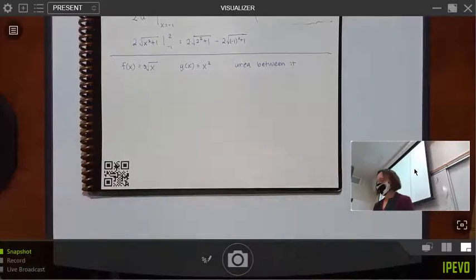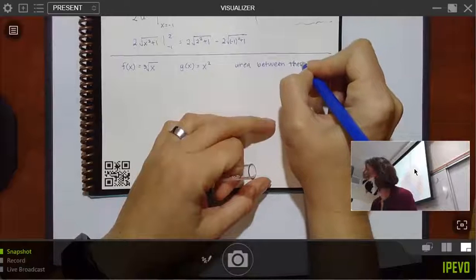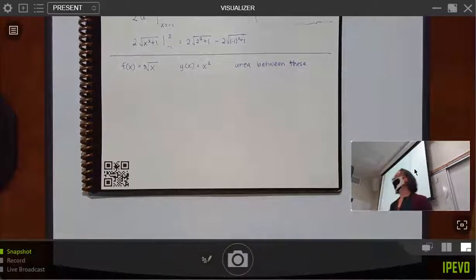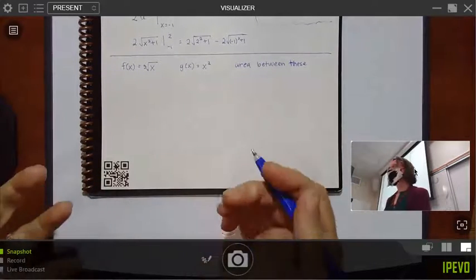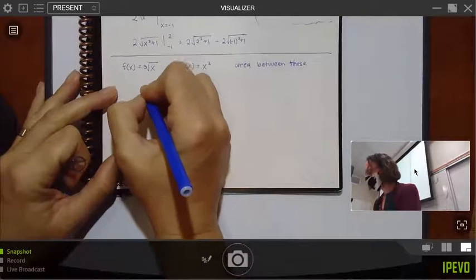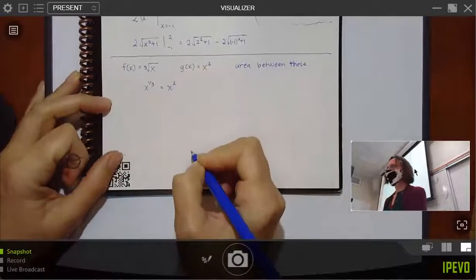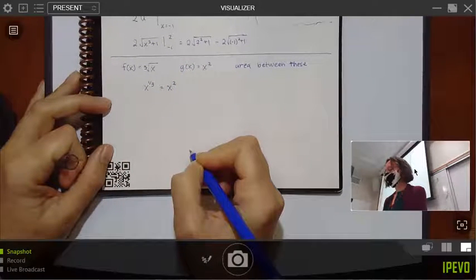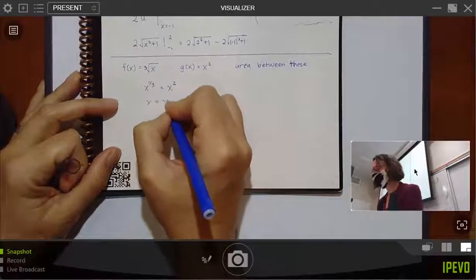If I'm trying to find the area between these, I know for sure I need those intersection points. So it's going to be a little gross, but that's okay. We can handle a little gross. So I'm going to set x to the 1/3 equal to x squared. And then I'm going to cube both sides so that this says x equals x to the 6th.